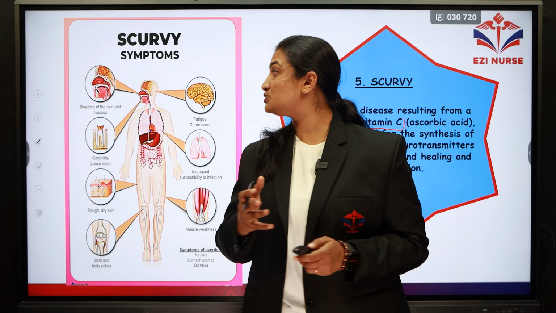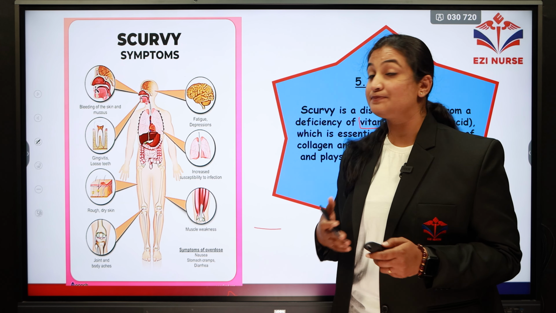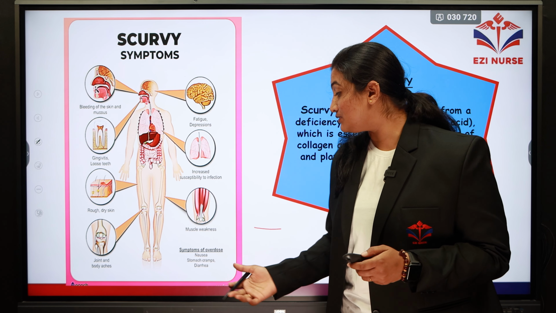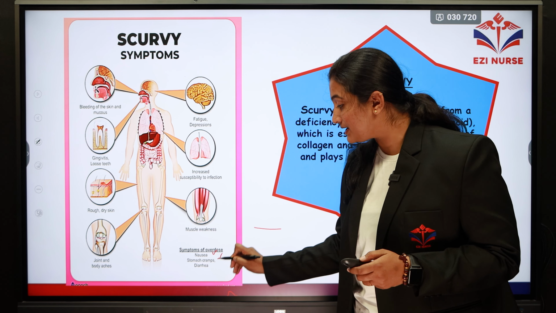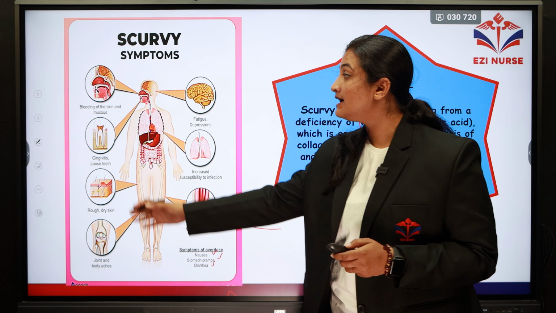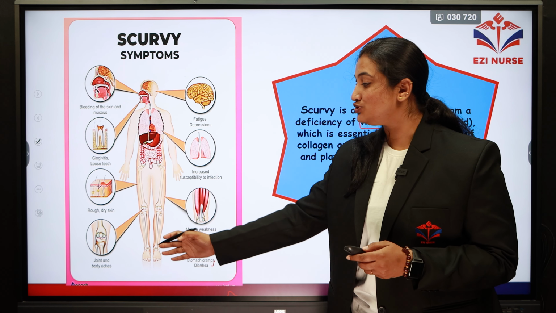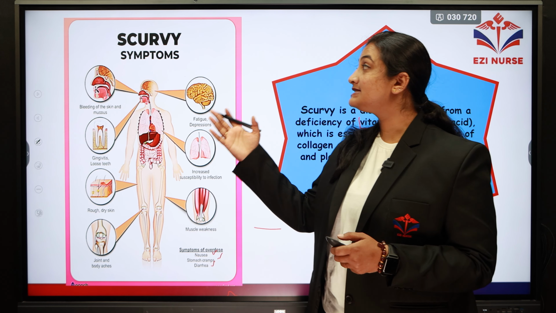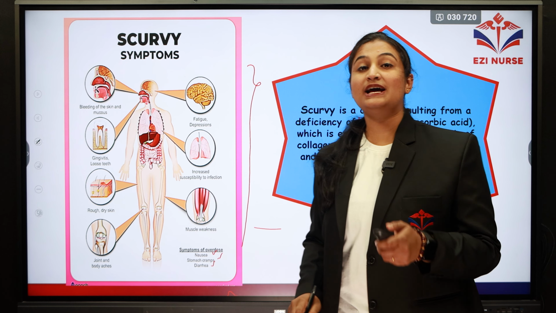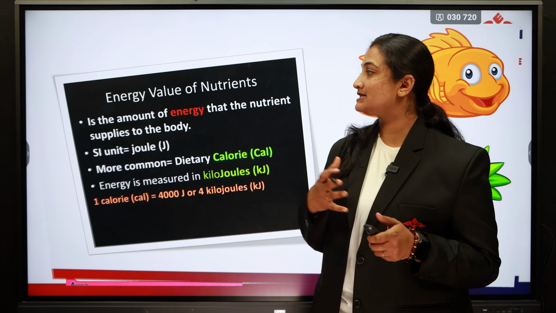So what are the scurvy symptoms? Bleeding of skin and mucus, fatigue, depression, increased susceptibility to infections, muscle weakness. What are the symptoms of overdose? There will be nausea, stomach cramps, diarrhea. Next, here you can see some things to list down: bleeding of skin and mucus, gingivitis, loose teeth, rough dry skin, joint and body ache. You can write these symptoms in a diagrammatic format so that the examiner is going to get impressed.